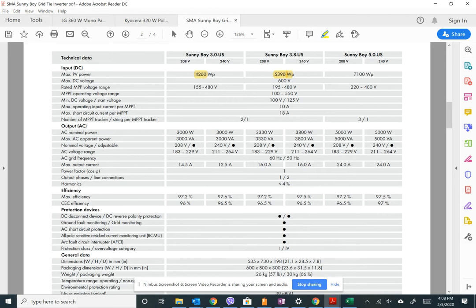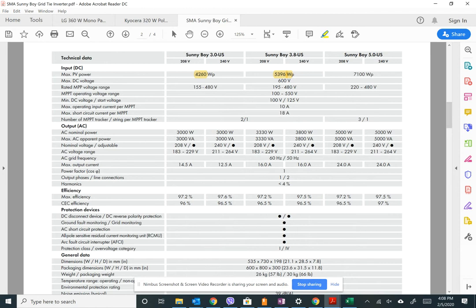How did you get the 360 watts? Oh, the 360 watts. The 360 watts is technically your STC power output.